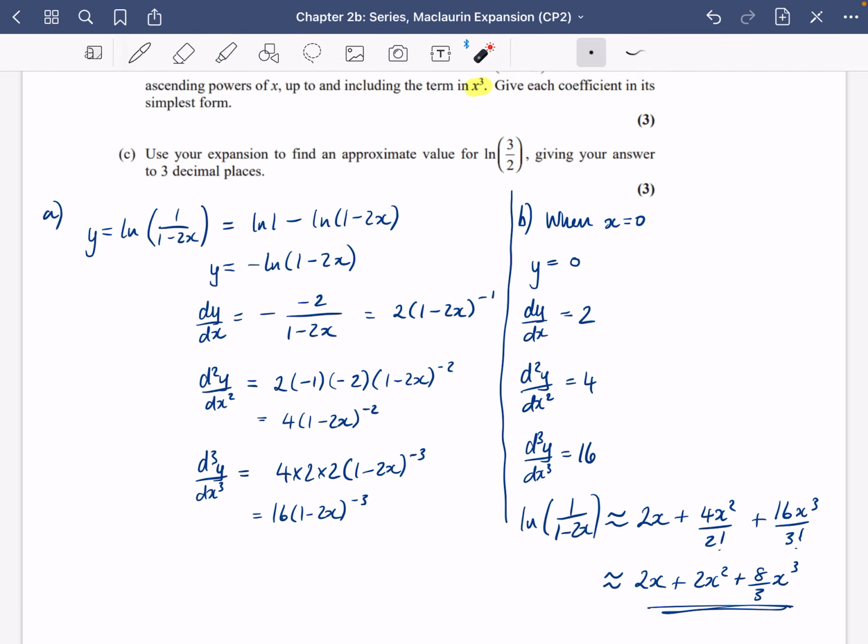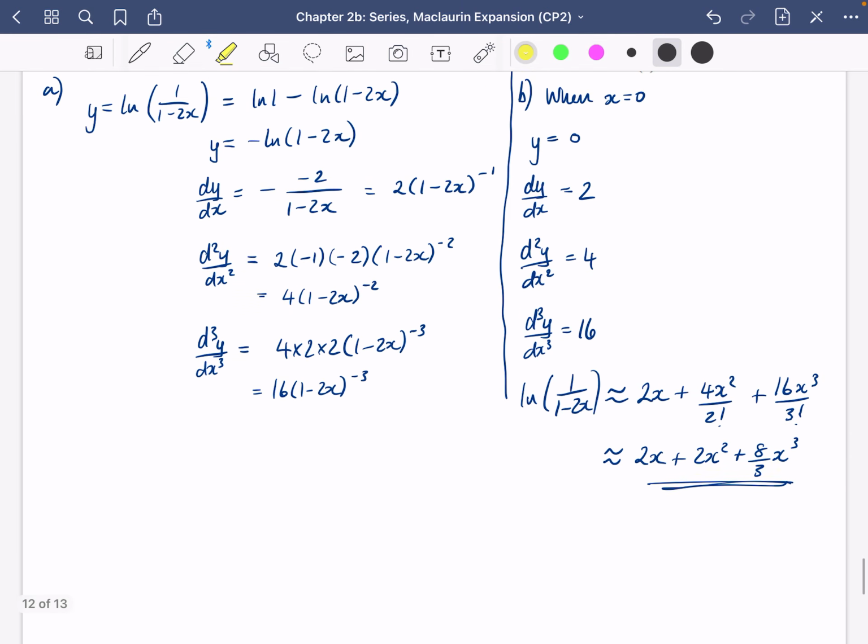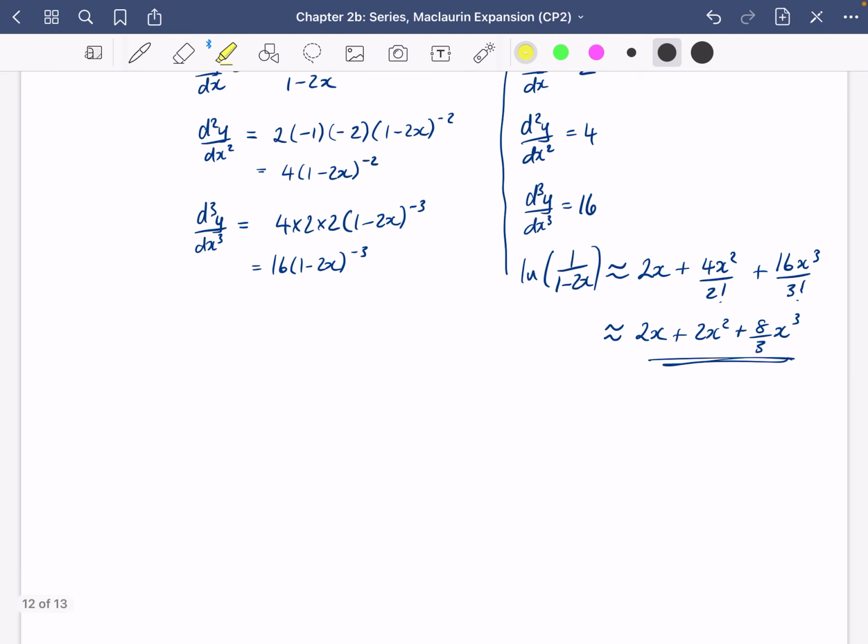Part C of the question says, use your expansion to find an approximate value for ln of 3 over 2, and it wants you to give your answer to 3 decimal places. Okay, so we're going to be using what we've just done in part B of the question, and it wants us to find ln of 3 over 2. So we've actually got an expansion for ln of 1 over 1 minus 2x, and we want to try and find out what ln of 3 over 2 is. In other words, I'm going to try and find out what value of x will make this bit that I've highlighted in yellow here equal to 3 over 2.